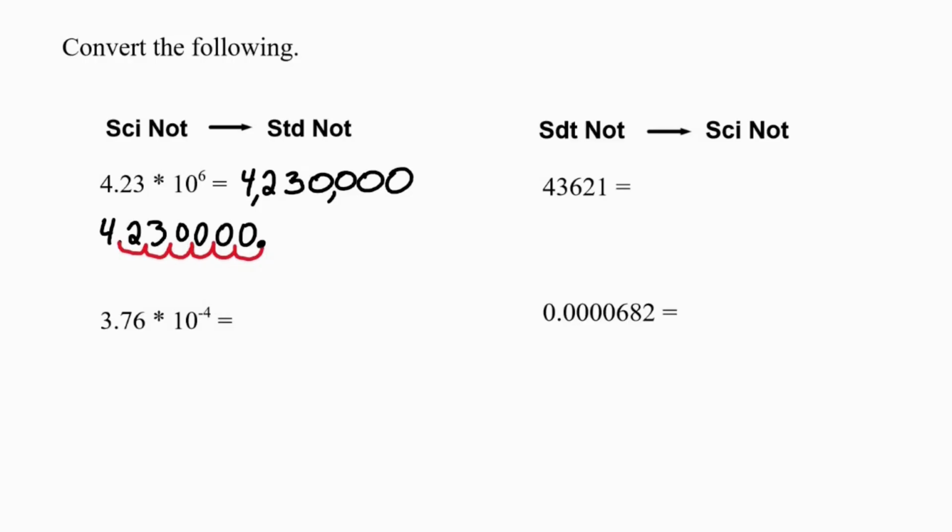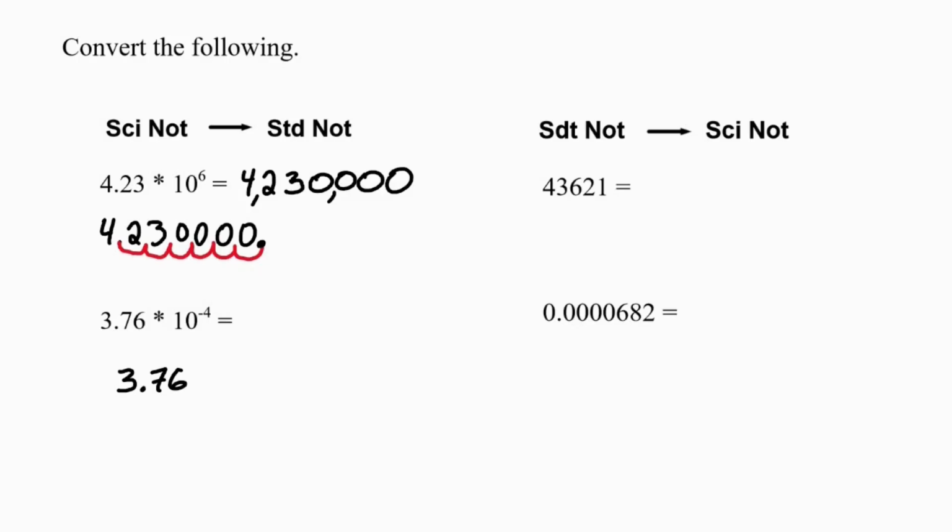All right, what about for the next one? Once again, we're just going to follow the same method. We have 3.76 times 10 to the negative 4. Is it times 10 to the negative 4? Is that going to make my 3.76 a lot bigger or a lot smaller? You're probably saying to yourself, hey, you know what? It's going to make it a lot smaller.